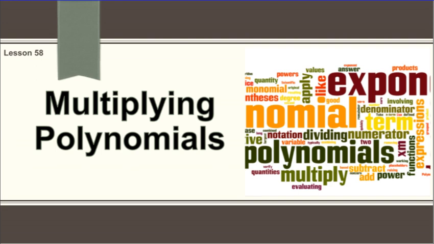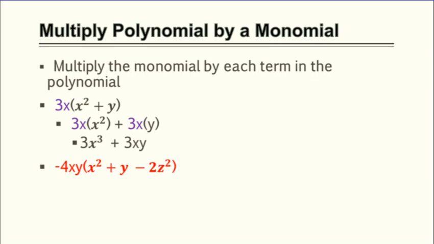Lesson 58, multiplying polynomials. So a polynomial is just more than one term. Here we're going to be multiplying a polynomial by a monomial, which is just one term. And remember, a term is just a group of numbers and/or variables. So here we're going to multiply the monomial by each term in the polynomial, so you're using the distributive property.